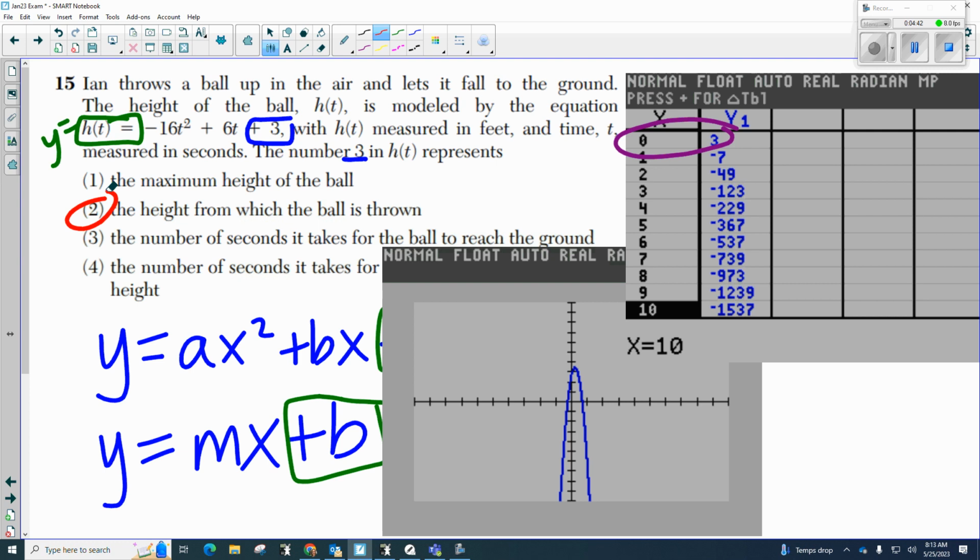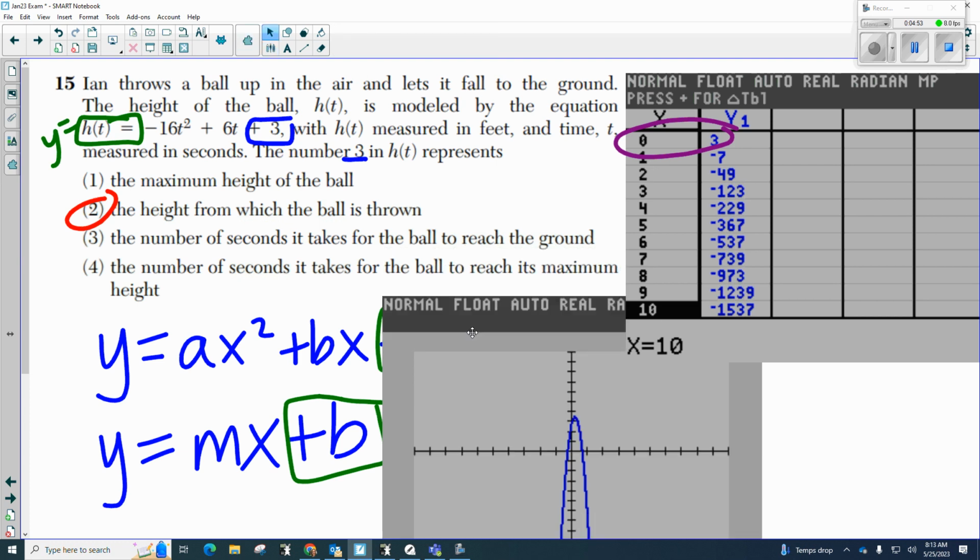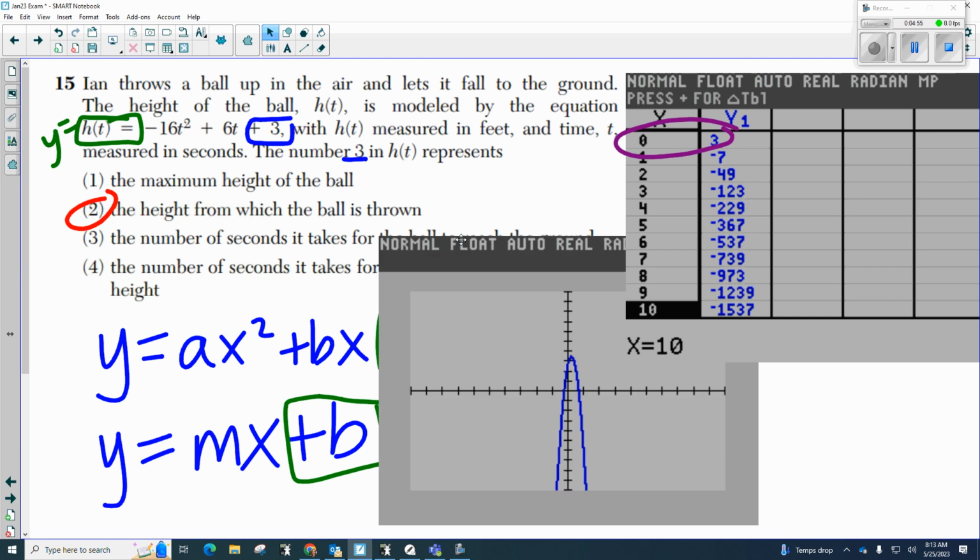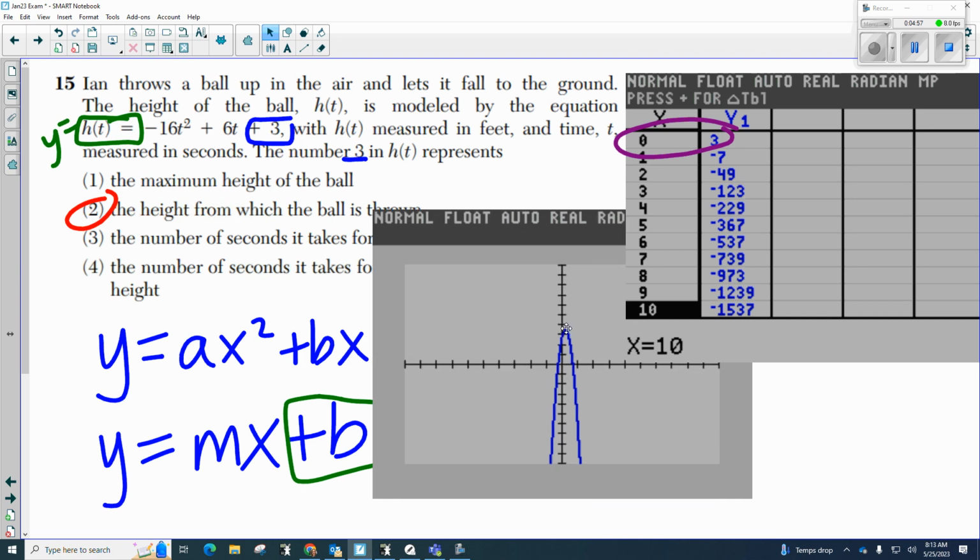Okay. The number of seconds it takes, that would be down here on the x-axis, and it takes less than 1 second actually to hit the ground, so it's not 3. And then there's something else about time here. The number of seconds it takes the ball to reach its maximum height, again, that's here. If we come down to look at how many seconds that is, it's also less than 1.